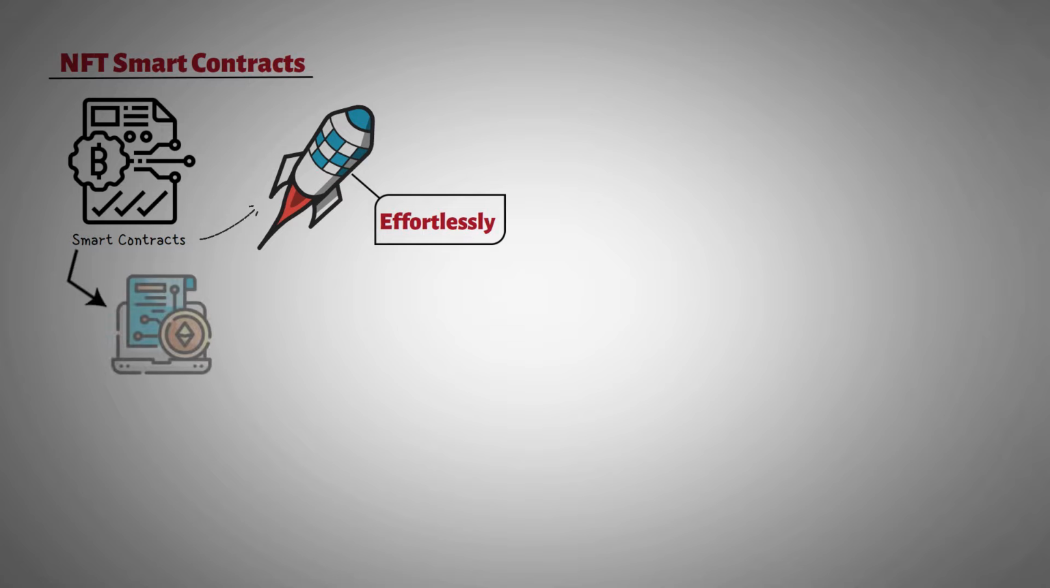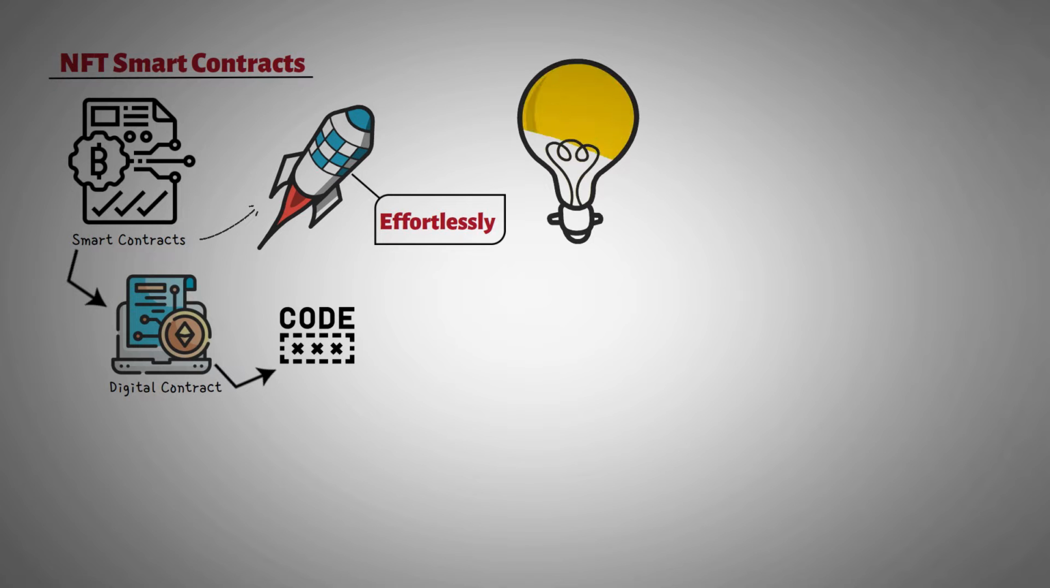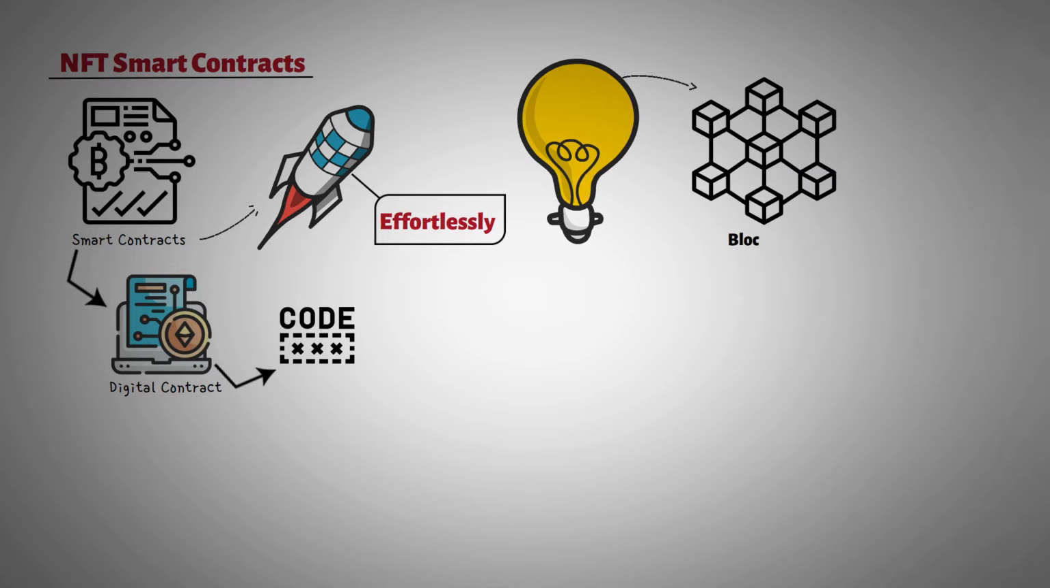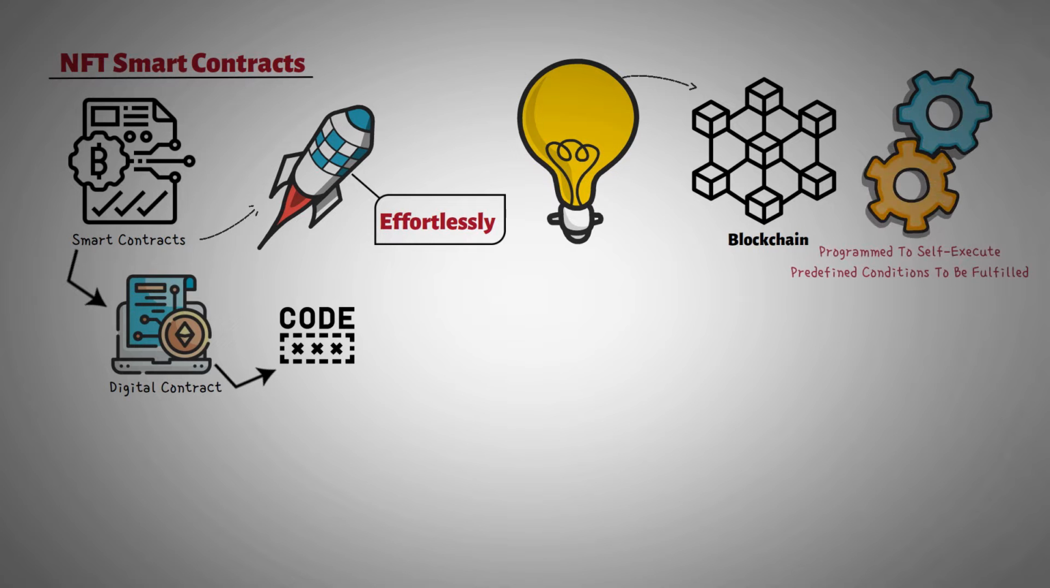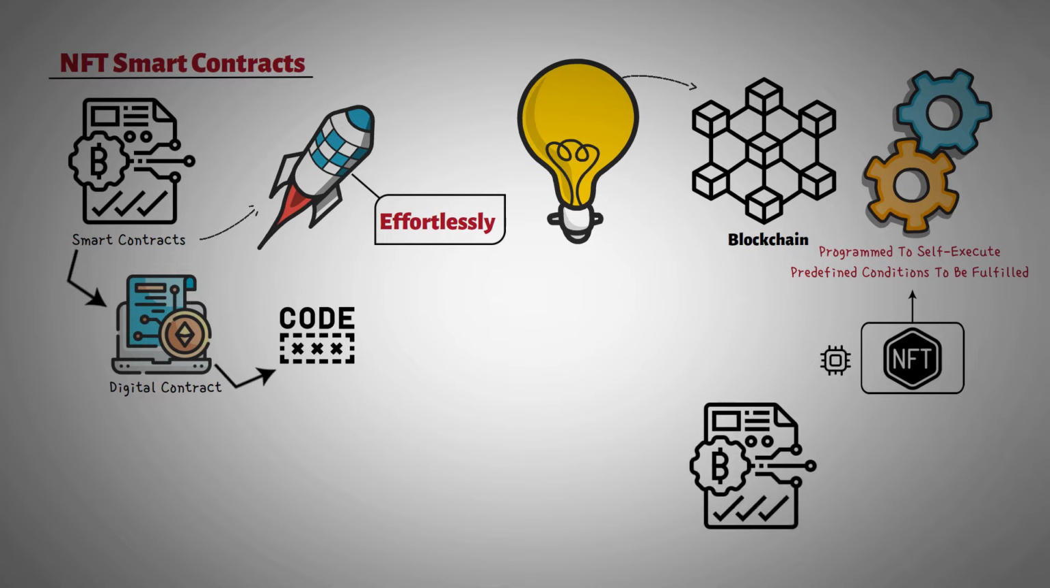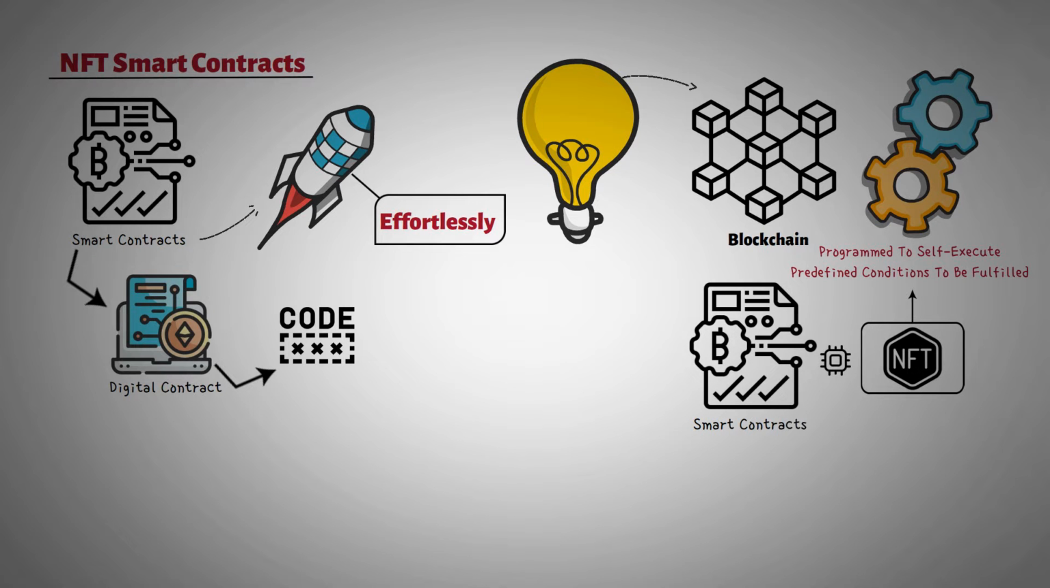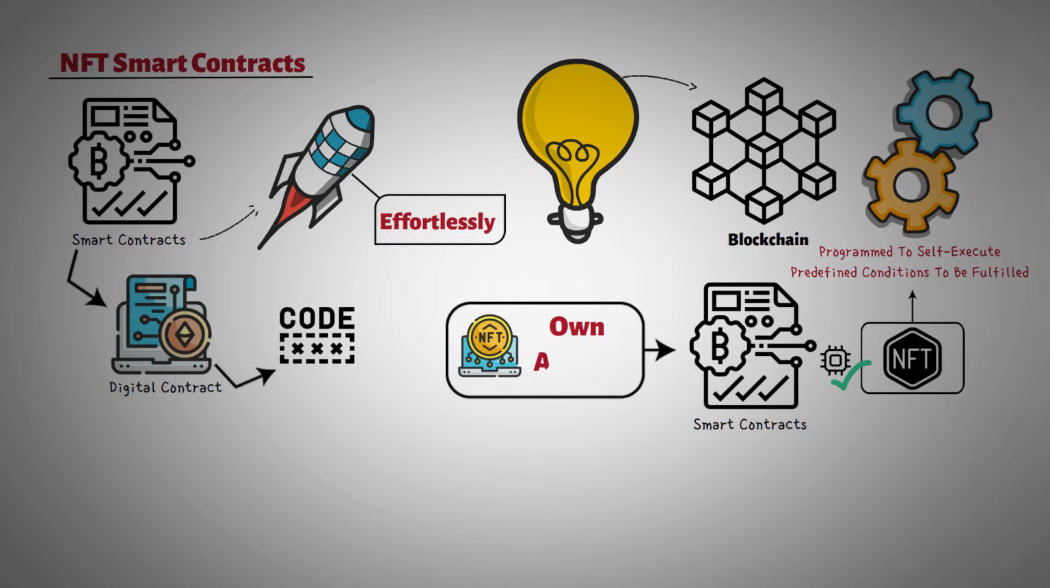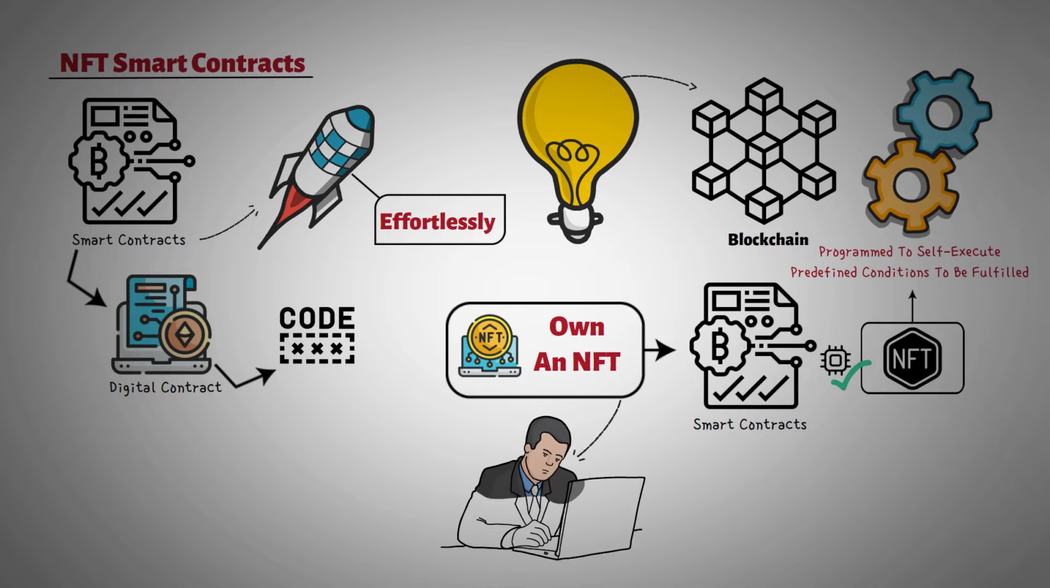The smart contract is defined as the digital contract where the terms of the agreement are set in codes. It is known to be one of the most important features of blockchain technology, which is programmed to self-execute predefined conditions to be fulfilled. They hold assets such as NFTs. The interaction of smart contracts and NFTs cannot be denied, as they can be embedded into each other. It means that a smart contract can own an NFT and then be transferred to a user as written in the agreements in the smart contract.